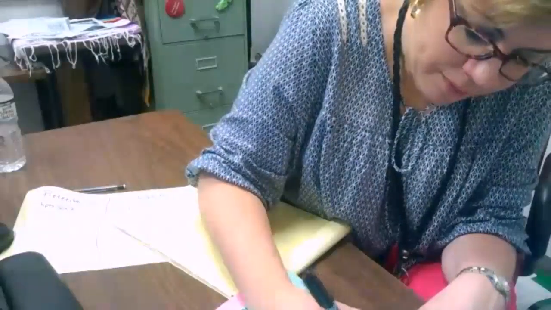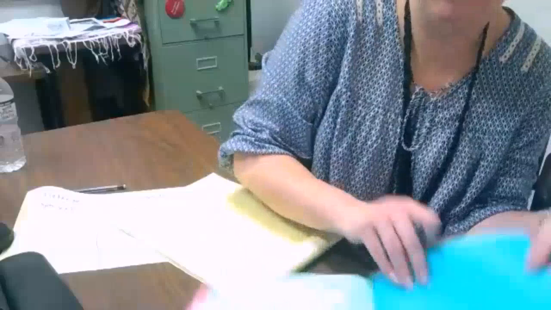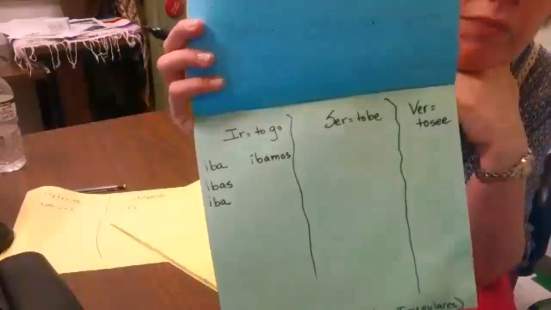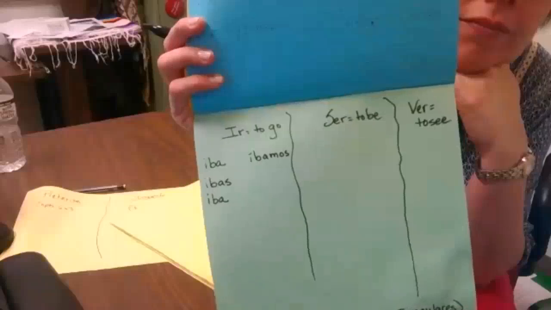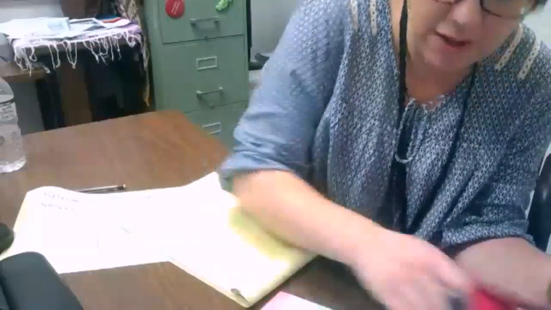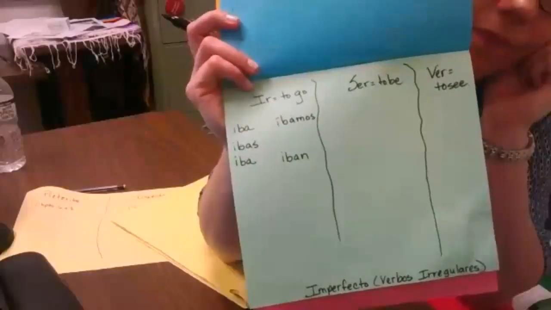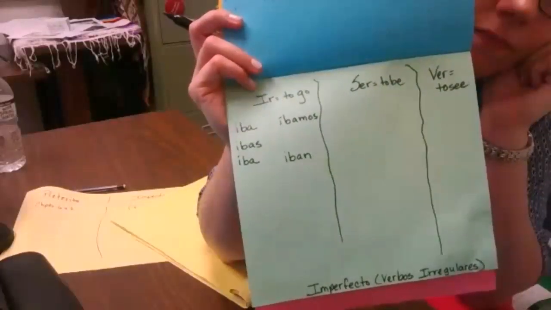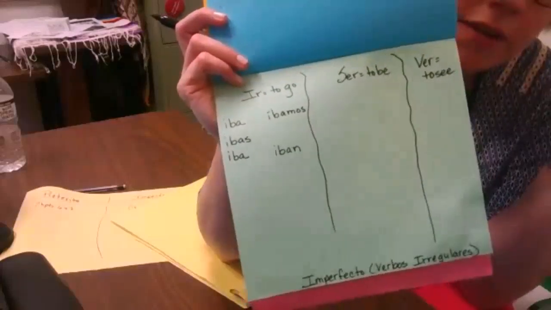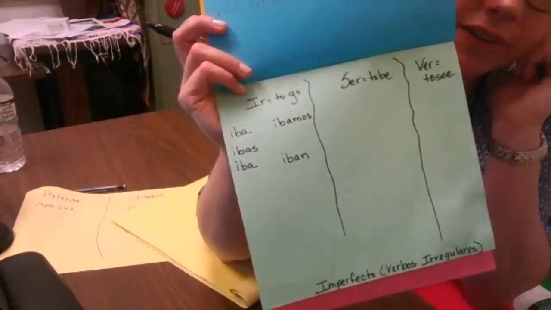The we form is íbamos, with an accent mark over that I. We used to go. And then, for the third person plural, ellos, ellas, and ustedes iban. They used to go, or y'all used to go. Okay, so that's it. That's how you conjugate the verb ir in the imperfect tense.